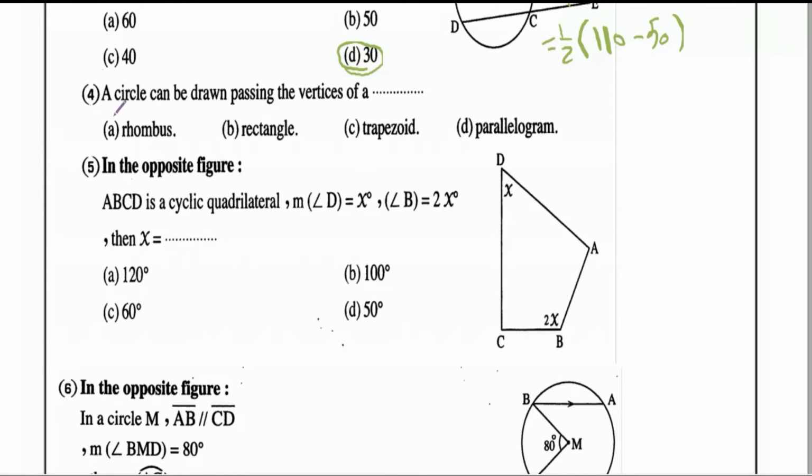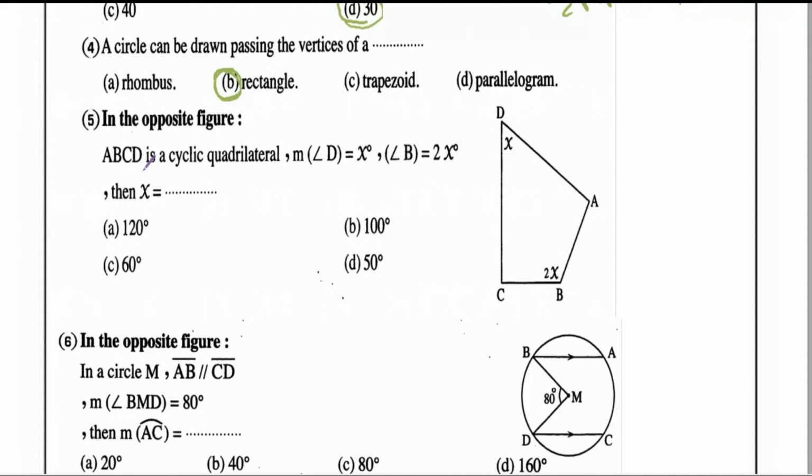Number 4. A circle can be drawn passing through the vertices of a rhombus, rectangle, trapezoid, or parallelogram. Remember? Yes. A cyclic quadrilateral of these 4 shapes is the rectangle. Do you remember why? Yes, because two opposite angles are supplementary, their measures equal 180 degrees. So the rectangle is a cyclic quadrilateral here, so the circle can pass through the vertices of the rectangle.